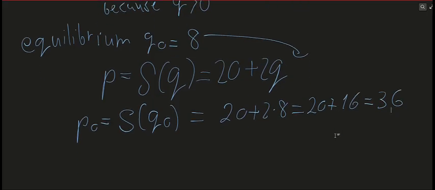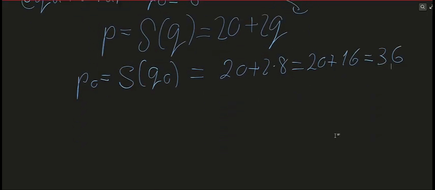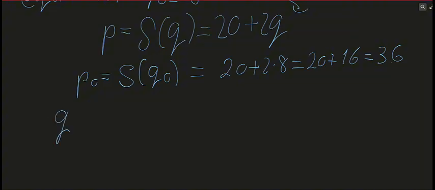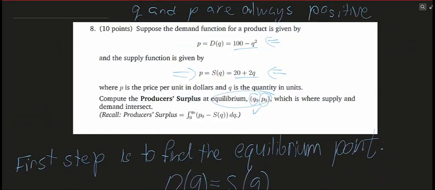That's most of the job done, I would say. So you found the Q sub 0, the balance point, the equilibrium point where supply and demand intersect, to be 8, and the P sub 0 to be 36. Good. So far, so good. Now, what do they actually want us to compute?